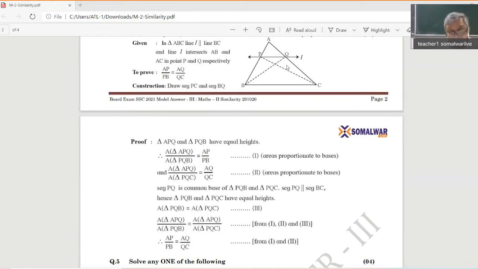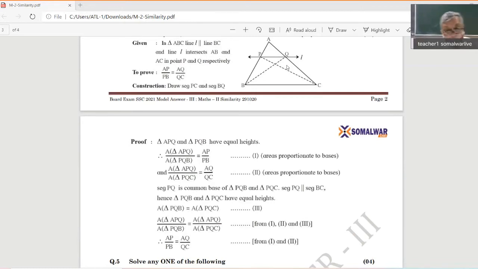So both triangles have equal heights, and with BC as the base, the bases are also equal and the heights are also equal. When the bases and the heights are equal, their areas will be equal. Therefore, the area of triangle PQB and the area of triangle PQC must be equal, because their bases are equal, and as they are between two parallel lines, their heights are also equal.